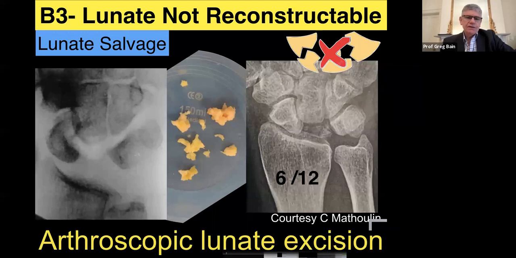Christoph Mutherland, in the more advanced cases where the lunate is very fragmented, has looked at resecting the lunate, which is an arthroscopic procedure. So from a technical point of view for arthroscopy, that's quite simple. This is his image at 6 months.